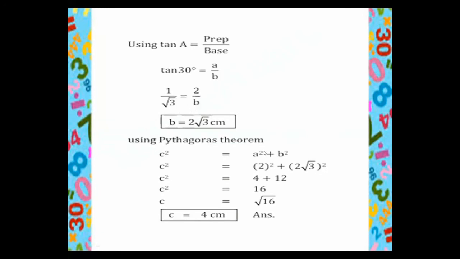Now, using the Pythagoras theorem, we can find the third side, that is C square is equal to A square plus B square. C square is equal to, instead of A we write 2 square, plus B square, which is 2 root 3 square. So 2 twos are 4, plus 2 root 3 square means 12. 4 plus 12 is 16. After taking the root, we get C is equal to 4.